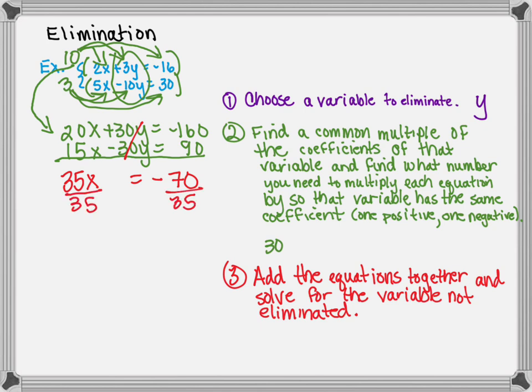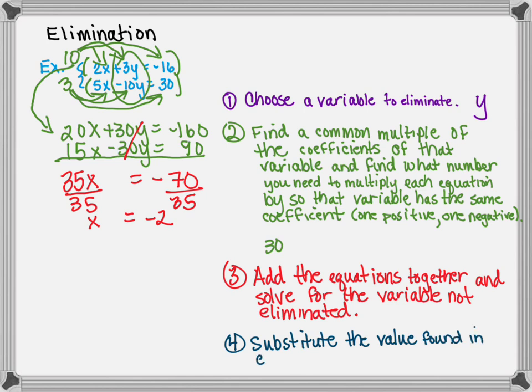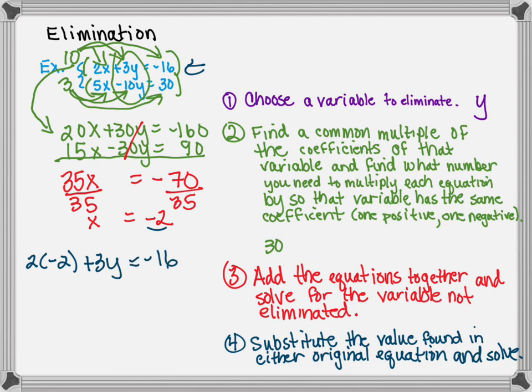So if we continue solving, I'll divide both sides by 35. X equals negative 2. Next, we will substitute the value we just found in either of the original equations, and then solve for the other variable. I'm going to choose the first equation, but again, it doesn't matter which one. So 2 times negative 2 plus 3y equals negative 16, or negative 4 plus 3y equals negative 16.